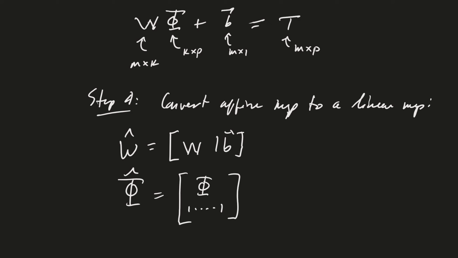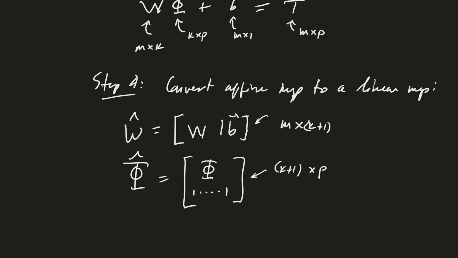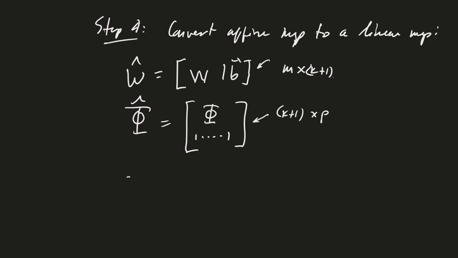So again, think about what sizes things are. This is now m by k plus 1, right? Because we added a column onto the end. And this is now k plus 1 because I added a row on the bottom, times p. Good. And so now we're solving W hat Phi hat equals T for W hat.